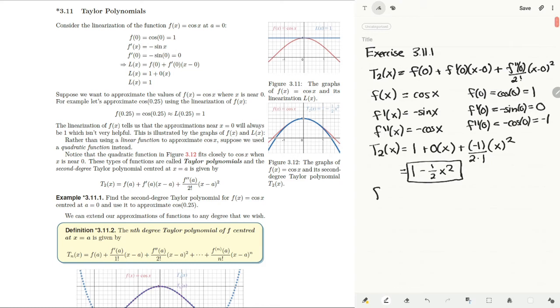So now let's approximate cosine of 0.25. We know that f of 0.25 is cos 0.25. And so we can approximate this using the second degree Taylor polynomial evaluated at 0.25. So 1 minus 1/2 times 0.25 squared, which will give us 0.967875.